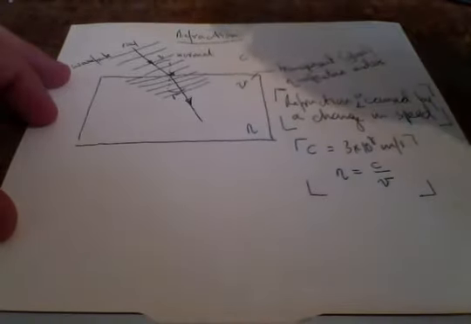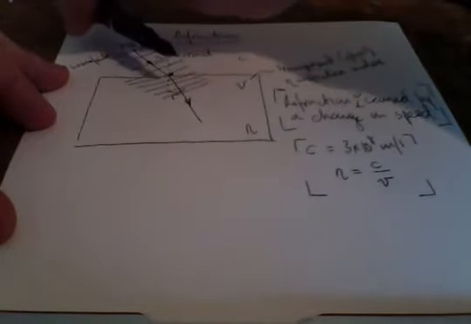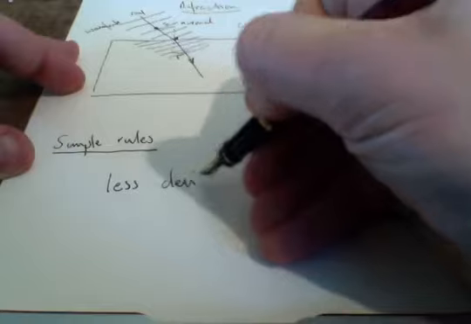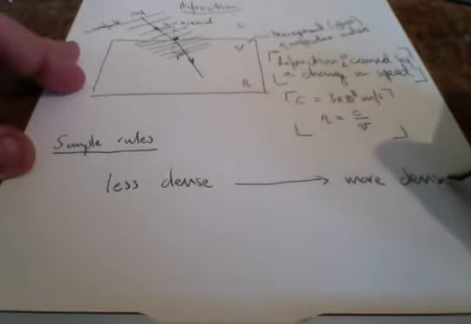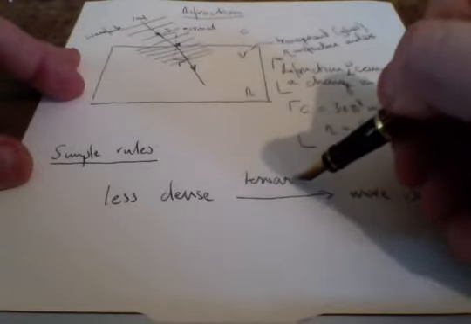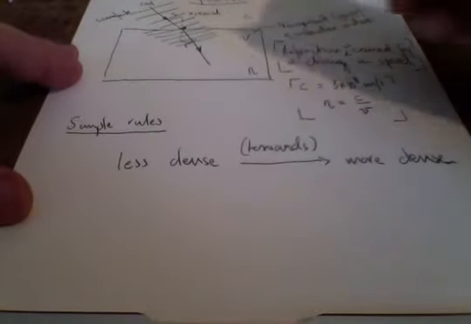Well, let's have some rules then. Let's make reference to that normal in both cases. As it hits a more optically dense medium, it's bending towards the normal. So let's get what I define as the simple rules. As we move from less dense to more dense, we bend towards the normal. Excellent. What do you think is going to happen at the other side?